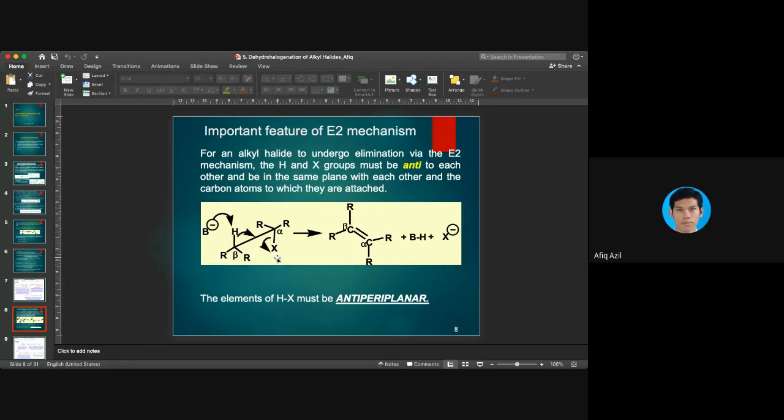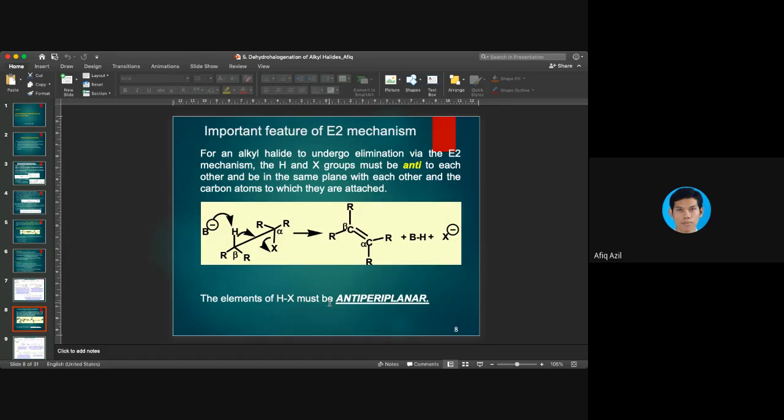Okay, one up, one down. Or if this is located here, then the hydrogen must be at this position. Okay, it must be anti and be in the same plane with each other and the carbon atoms to which they are attached. So the elements of HX must be anti-periplanar. If it's not anti-periplanar, then it cannot undergo the E2 mechanism.